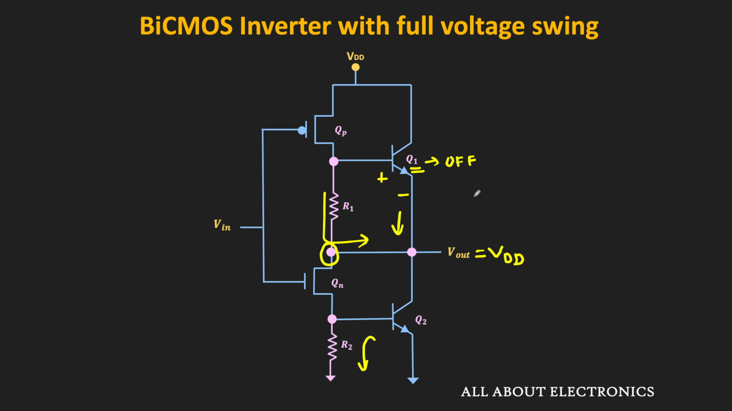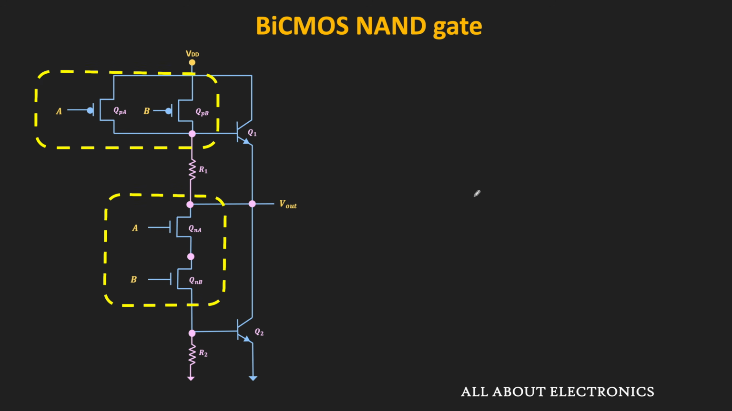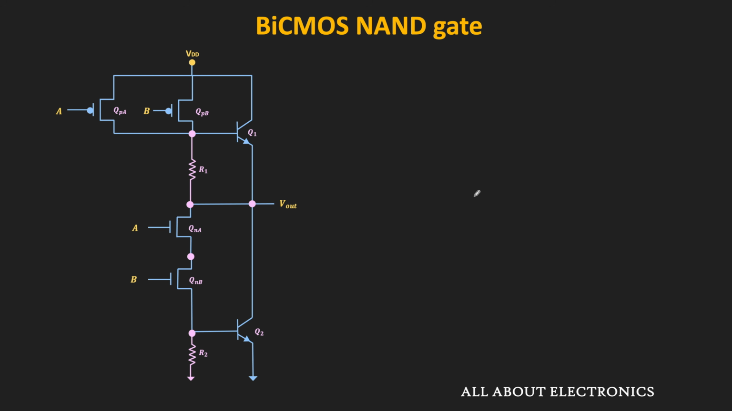But similarly, it is also possible to implement the other logic gates. For example, this is the circuit of the BiCMOS 2-input NAND gate. So as you can see, the only change that comes is in the implementation of the CMOS logic. So we know that in the CMOS NAND gate implementation, in the pull-down network, the two NMOS transistors are connected in the series connection. While in the pull-up network, the two PMOS transistors are connected in the parallel connection. And in this way, this circuit works as the NAND gate.